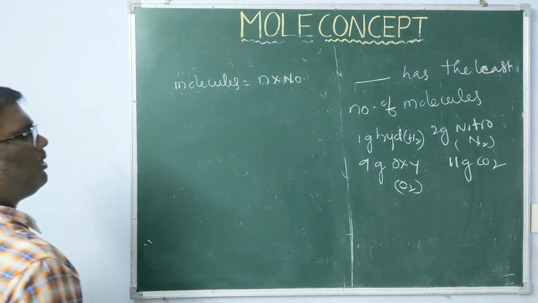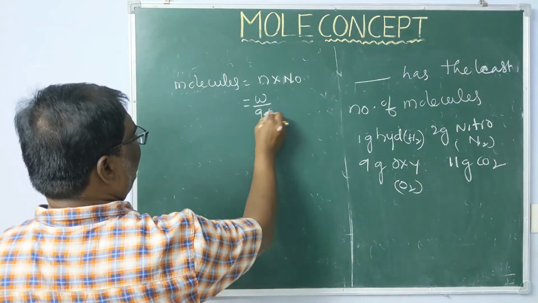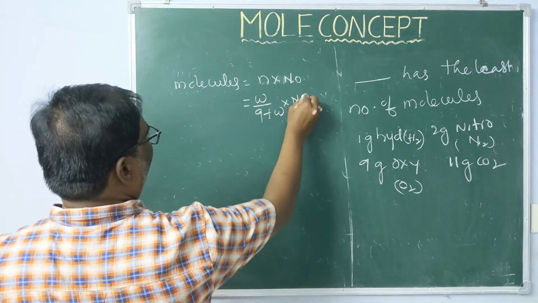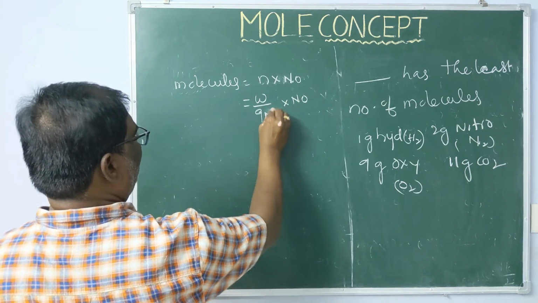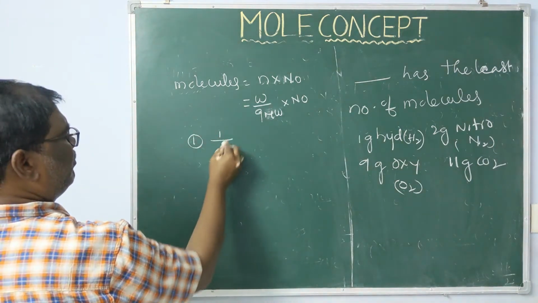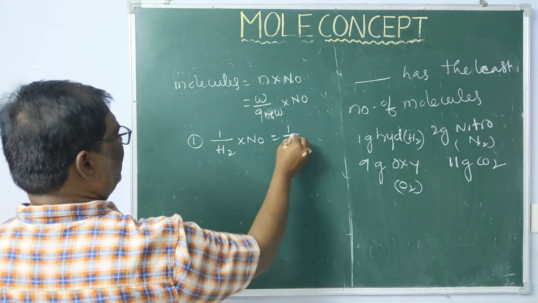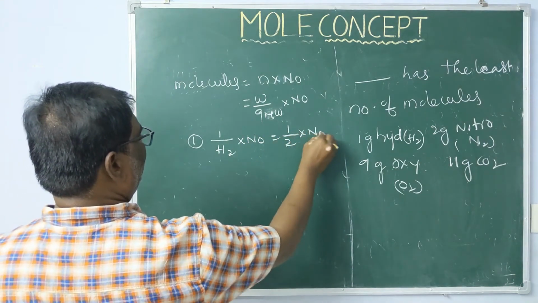Number of moles into Avogadro number. Here weights are given. Weight by gram formula weight into Avogadro number. Weight by gram molecular weight into Avogadro number gives molecules. Option 1: 1 by hydrogen gas into Avogadro number, 1 by 2 into Avogadro number.